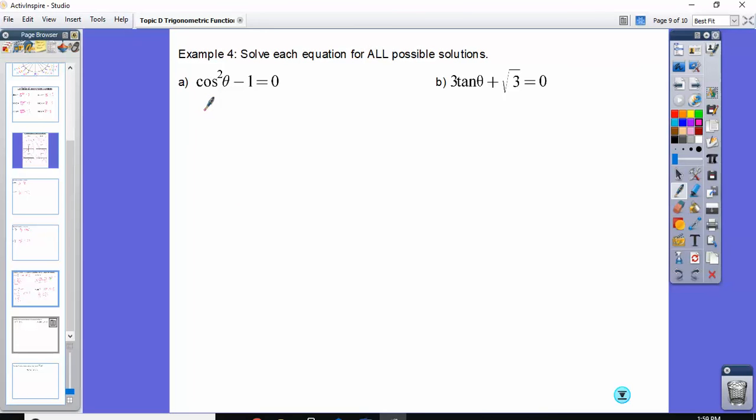Alright, so on this one, if I ask you to solve this, you have to get cosine by itself. So add your 1. To get rid of a square, you add a square root. Anytime you do that, it's plus and minus. So cosine theta equals plus and minus 1. You're trying to tell me theta. Theta is just the angle where cosine is 1.